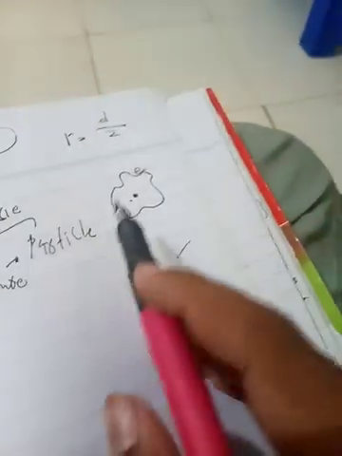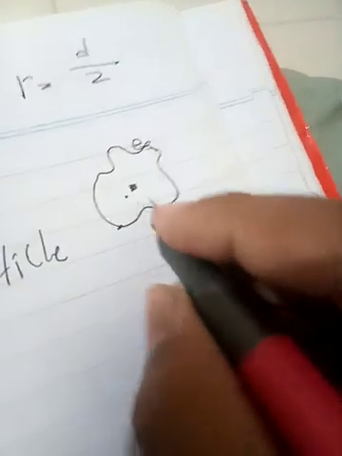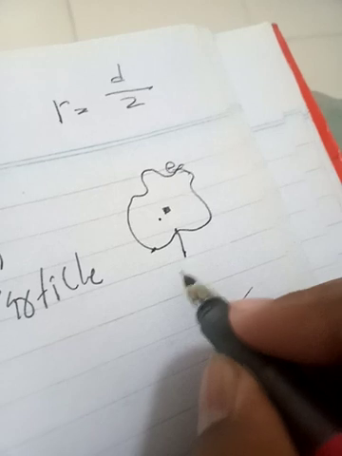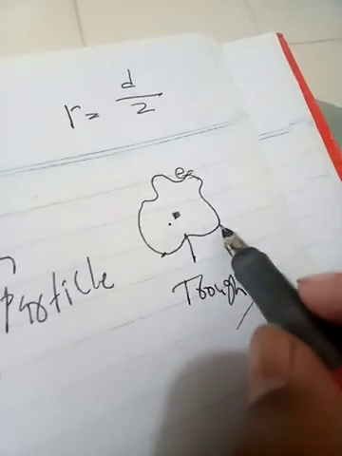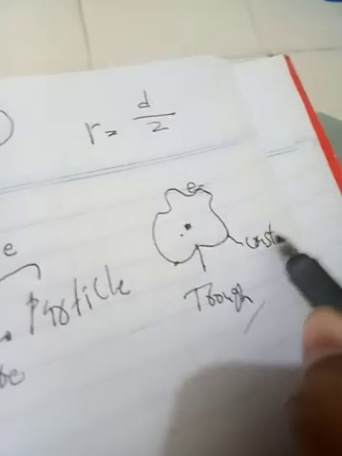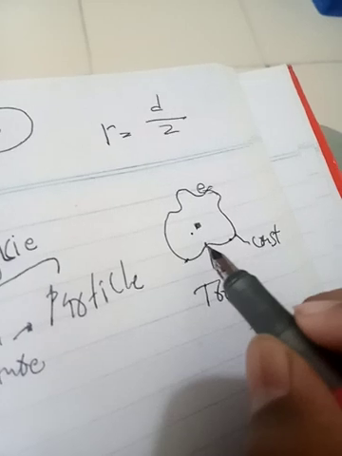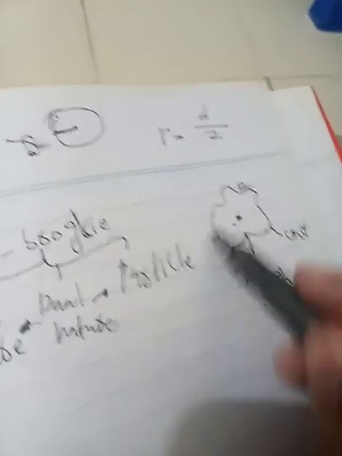Here we were unable to find the radius because on one side we have a trough, and on the other side we have a crest. So here we have more distance as compared to there, so it is changing at every point.